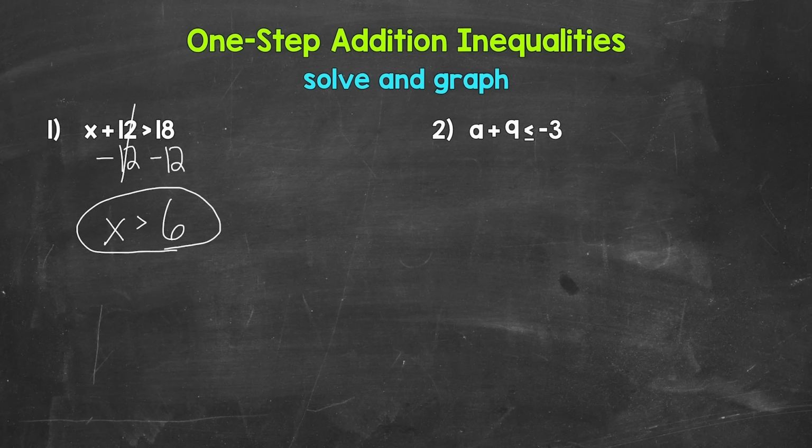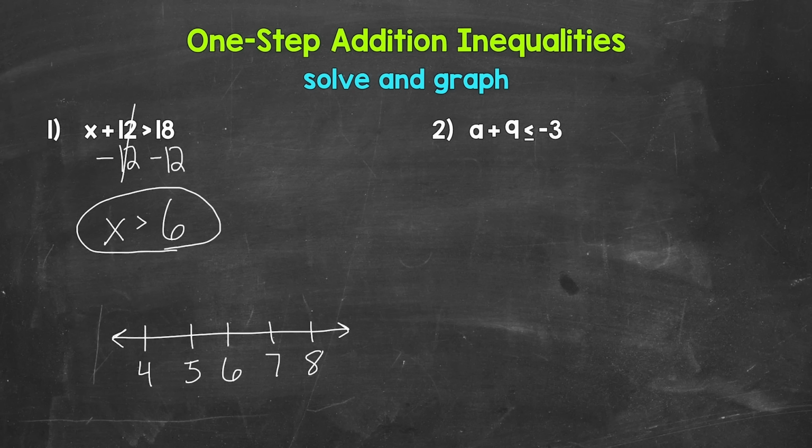And now we can graph x is greater than 6. So we're graphing all of the solutions here. And we can start with a number line. And we'll put 6 in the middle. And then a couple of numbers on both sides of 6. So we have 4, 5, 6, 7, 8.